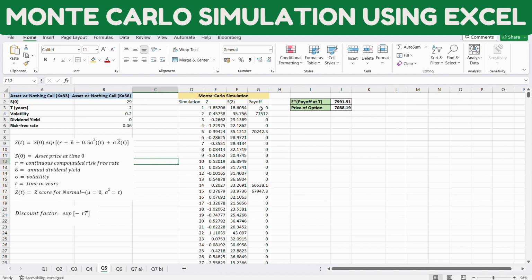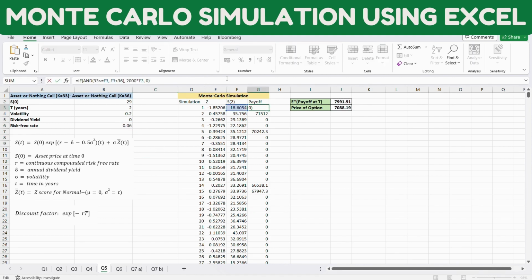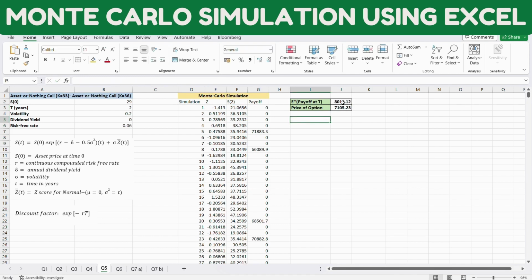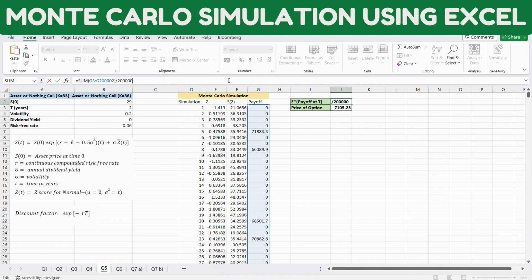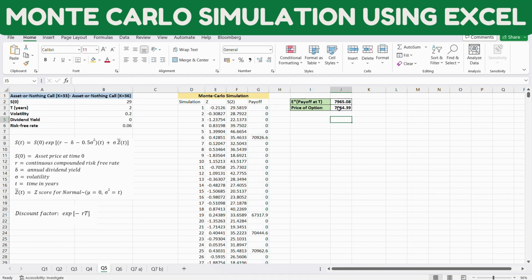And then next we use an if statement to determine the payoff of the option based on the stock price. If the stock price is between $33 and $36, the payoff is calculated as 2,000 times stock price. Otherwise, the cell is left blank. Then we will need to sum all the payoff of the option using the sum function in Excel and then divide it by 200,000 steps to get the expected payoff at time 2.